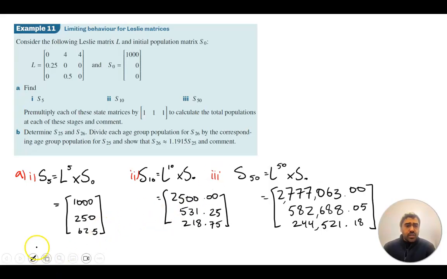Now, there's a little note afterwards that says that you are going to pre-multiply all of these state matrices, also S5, S10, and S50, by this row matrix of 1, 1, 1. And that's going to help us calculate the total populations of all the ages into one whole number. So what this means is, if I put a 1 1 1 in front of this and do that 1 1 1 times that, remember the 1 1 1 attaches to the 3 numbers, and you're just going to get this finalized number.